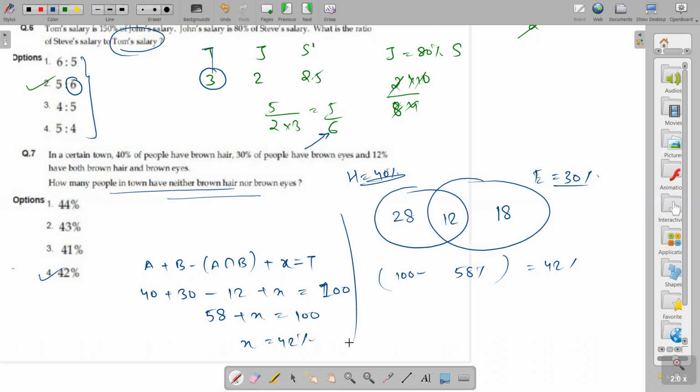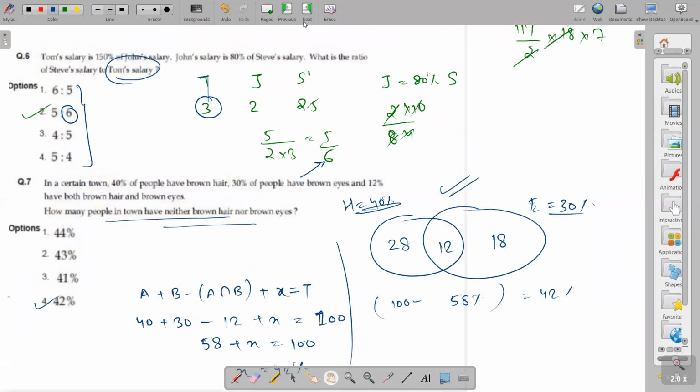By both the methods, you could have reached the answer. I will prefer this one because you can visualize it and the calculation becomes much faster. So I'll prefer solving by Venn diagram. Moving on.